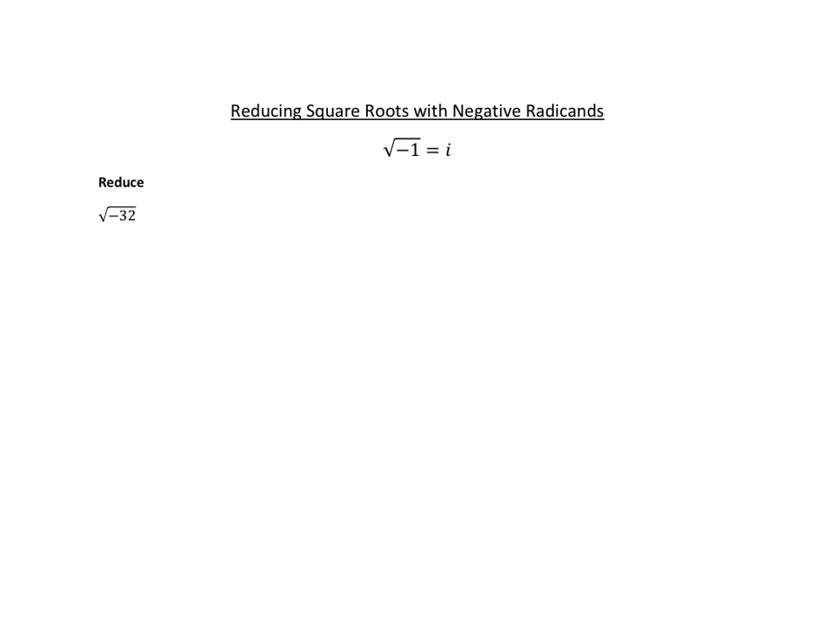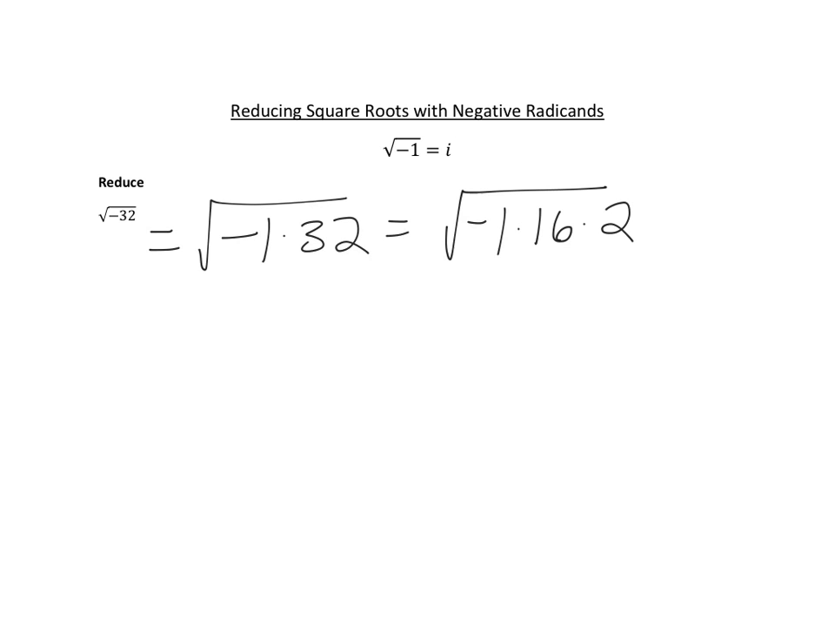All right, so this problem is a little bit more involved now than the last two problems. We actually have some reducing to do. So we're going to start off with the same exact idea. The square root of -32 is equal to the square root of -1 times +32. Now we're going to break +32 down, and we're going to use our perfect squares. You could use 4, but that doesn't go high enough. What we want to do is use 16 and 2, because 16 times 2 is 32. So we're going to do -1 times 16 times 2. Those first two terms are going to break down.